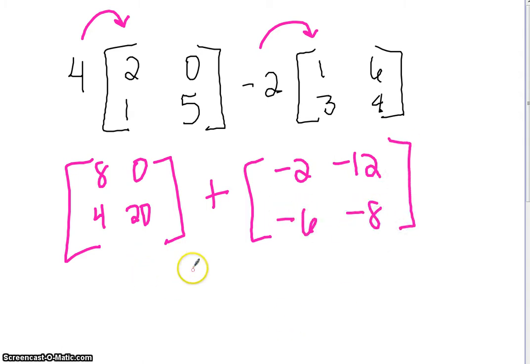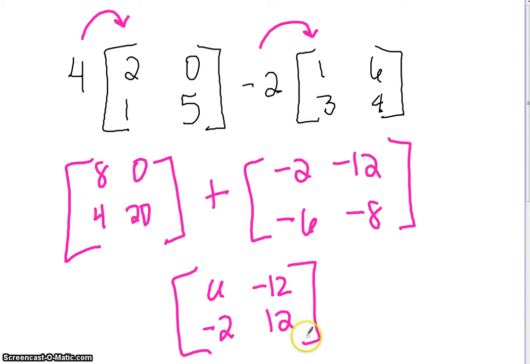So now you've got one more step. You have to combine or add your corresponding elements. So 8 plus -2 is 6, 0 plus -12 is -12, 4 plus -6 is -2, and 20 plus -8 is 12. So 6, -12, -2, 12 is your answer.